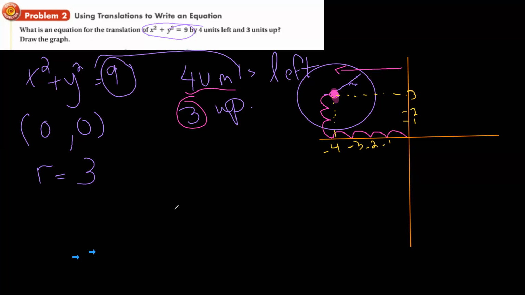Here, for this new circle, what is the center of the circle? Is it -4 and 3? Yes. Thank you so much, Sarah. So the center here is -4, 3. So after that, what will the equation be?